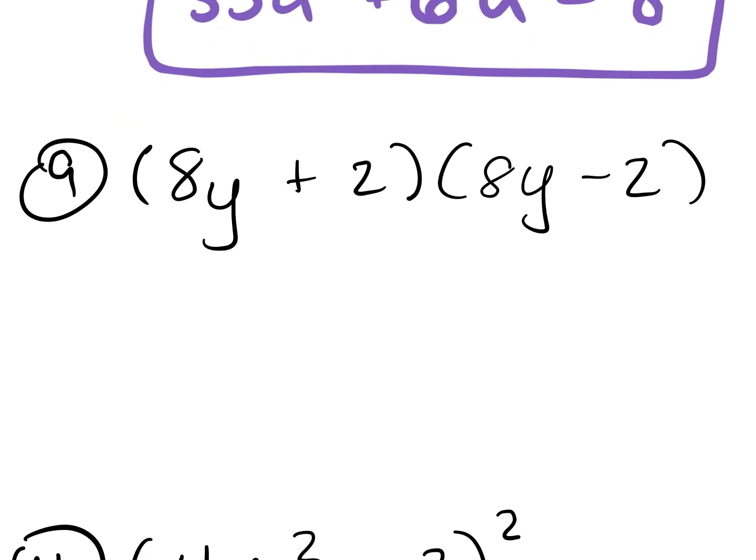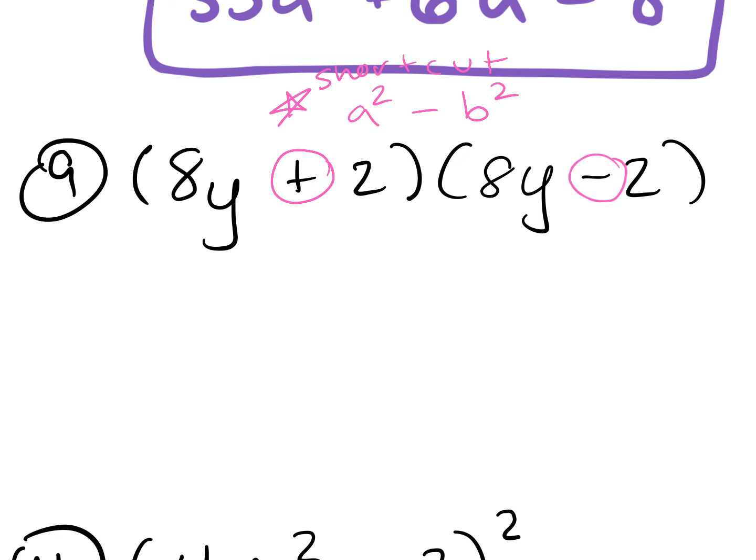So what can I do to multiply number 9? So I could FOIL, but instead of FOILing, what else could I do? The a squared minus b squared. So we could do the shortcut here, or we could FOIL. We could do the a squared minus b squared because this one has a plus and this one has a minus, and it's the same numbers. You can only do it when it's the same numbers.